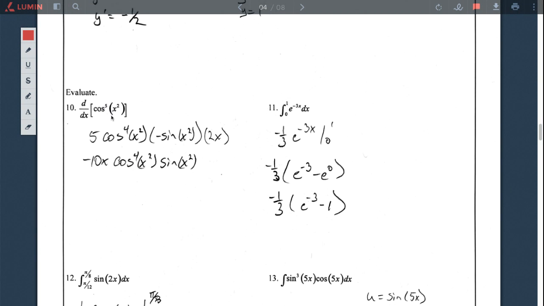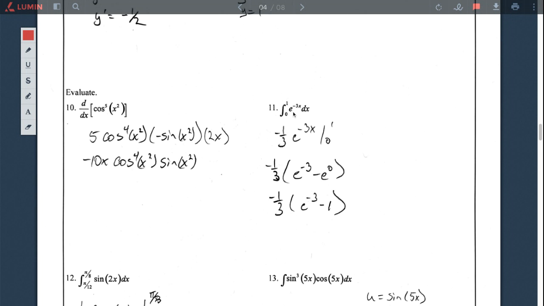On number 10, remember this is the same thing as the cosine x squared and then having the exponent of 5 all the way out here. So chain rule, I'm going to bring the 5. It's going to go to a 4. The inside stays the same. Then I need the derivative of cosine, which is negative sine. Inside stays the same. And then I need the derivative of the very inside, which is 2x. Clean that up. I get -10x cosine to the 4th x squared sine x squared.